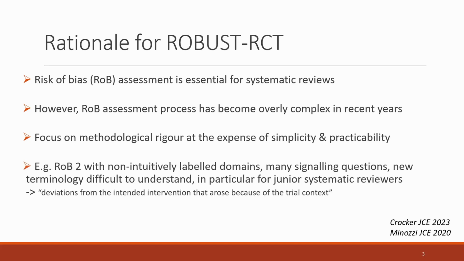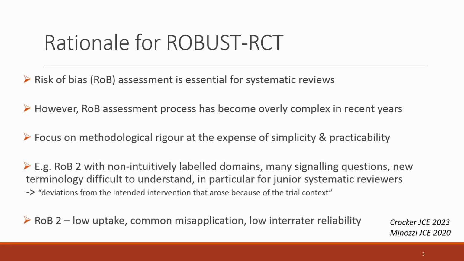For example, the risk of bias 2.0 tool, many people think that it has non-intuitively labeled domains. There are many signaling questions. There's also quite new terminology, which is not easy to understand, in particular for junior systematic reviewers. So there is this quote here: "the deviations from the intended intervention that arose because of the trial context." It's not so easy to understand this intuitively.